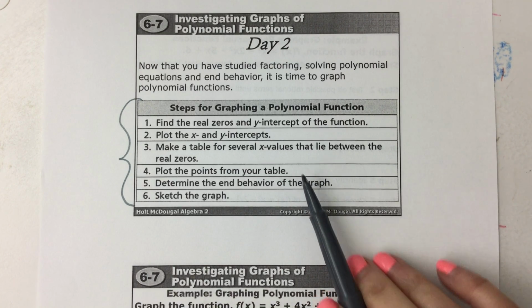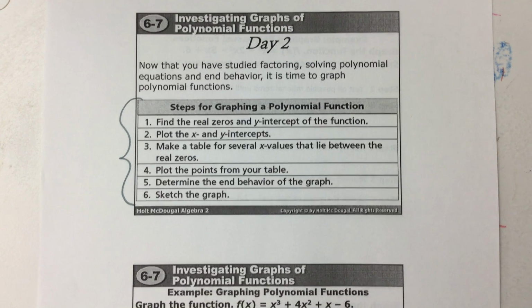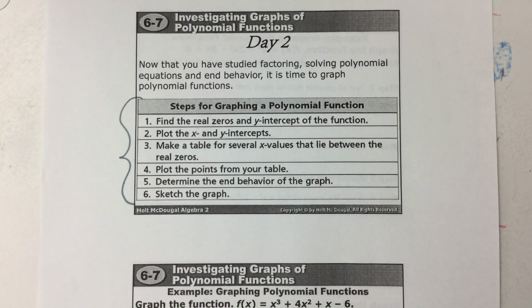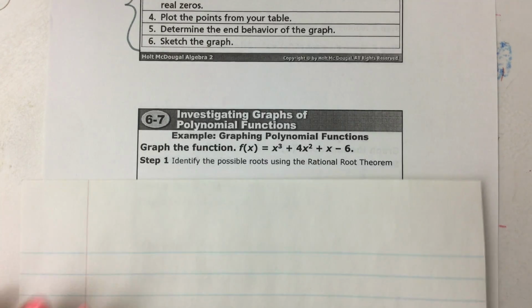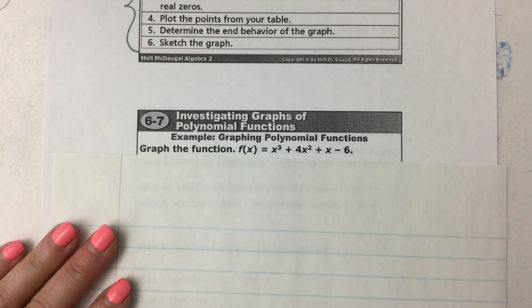Plot the points from the table, then we'll add end behavior, which is what we looked at in the first part of 6.7, figuring out which way the arrows go, connect all the points, and we're done. So here's just a little step-by-step. I'm going to go ahead and do this on a separate sheet of paper, okay?